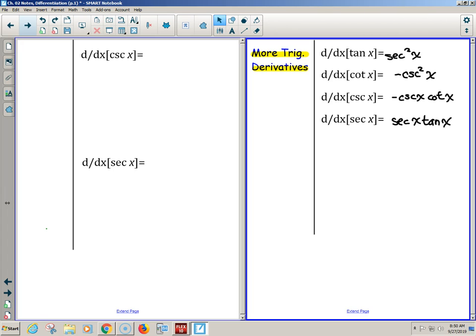Sound good? Okay, take a picture of the rules. And I think, to be honest, you could probably get a good start on it.